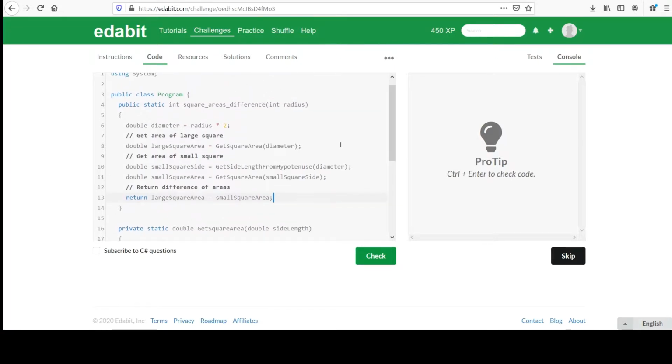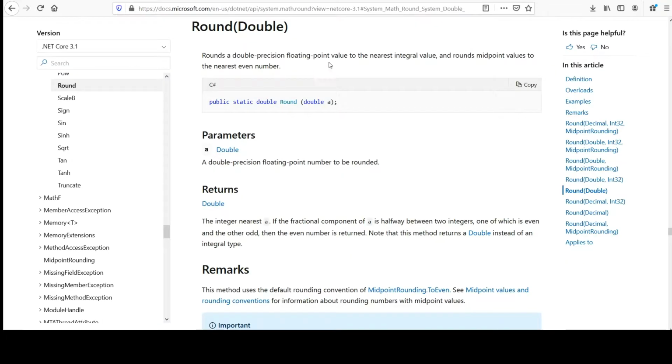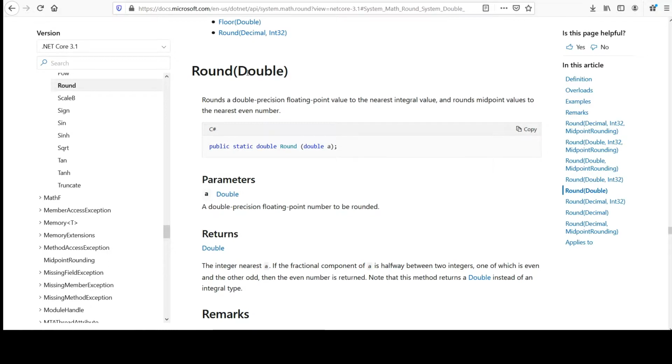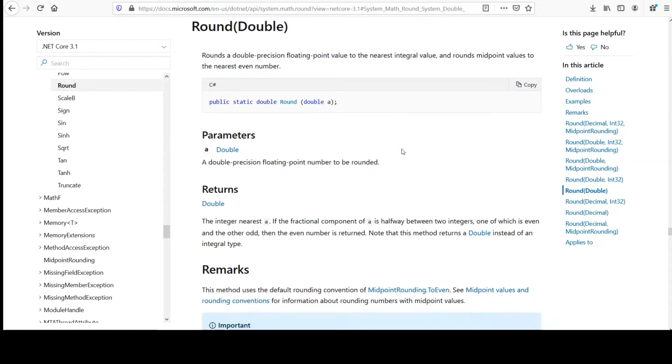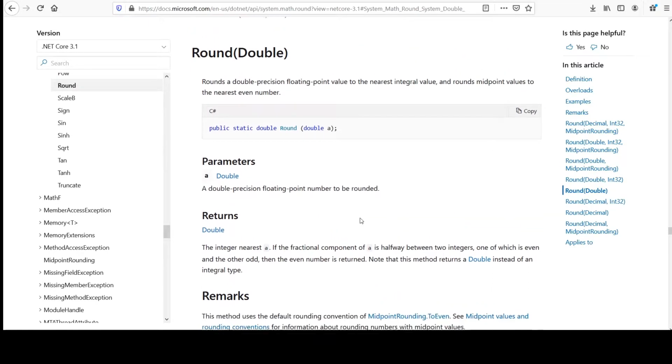One thing to note though is that they want us to return the result as an integer. So I'm going to round the result of this. I don't recall if we've used math round, but you can see it here. Round a double to the nearest integral value. So that will do what we want. It does return a double instead of an integral type. So we'll get the round and then we'll convert it to an integer.